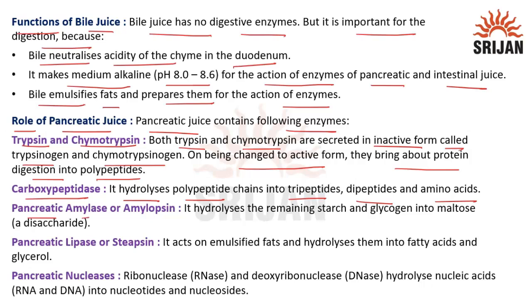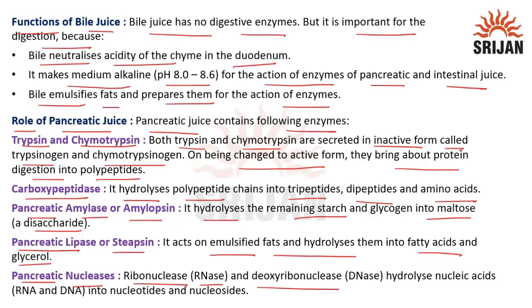Then pancreatic amylase or amylopsin. It hydrolyzes the remaining starch and glycogen into maltose, a disaccharide. Then pancreatic lipase or steapsin. It acts on emulsified fats and hydrolyzes them into fatty acids and glycerol. Then pancreatic nucleases. Ribonuclease, that is RNase, and deoxyribonuclease, that is DNase, hydrolyze nucleic acids, RNA and DNA respectively, into nucleotides and nucleosides.